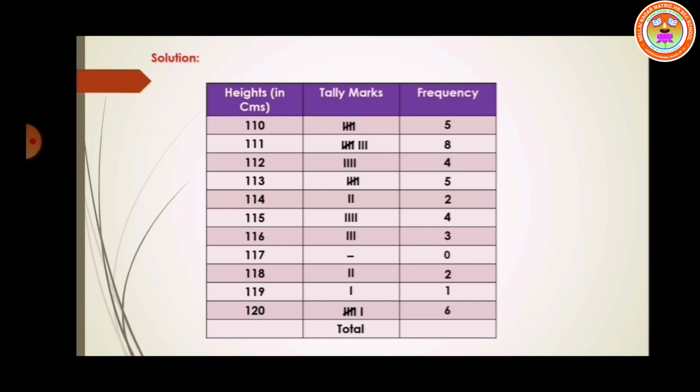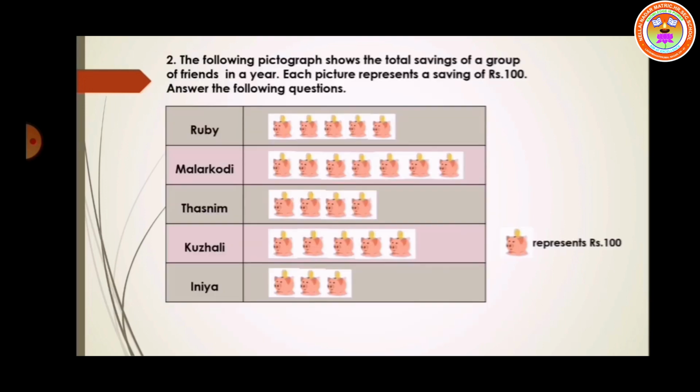Then we find out the total of frequency. The total is 40. Okay children, do you understand? Next shall we move to the second question.